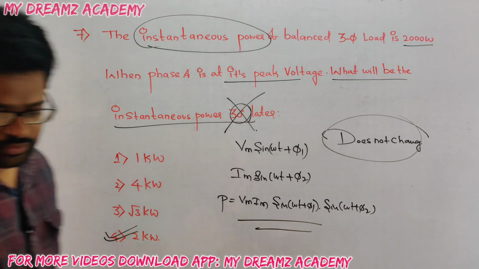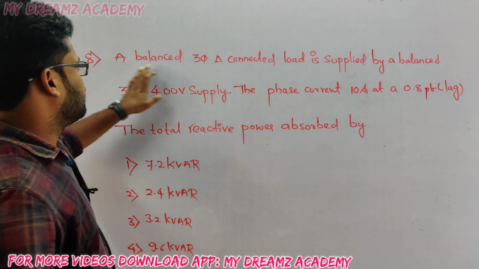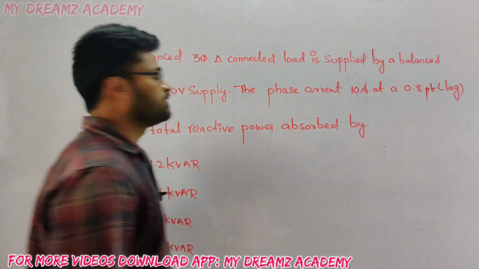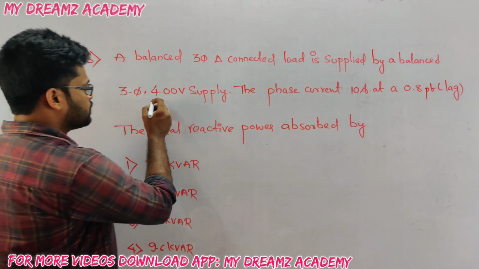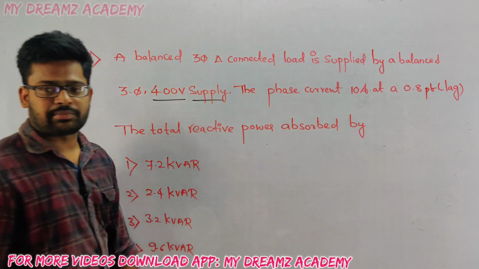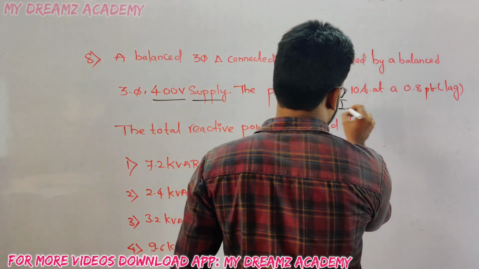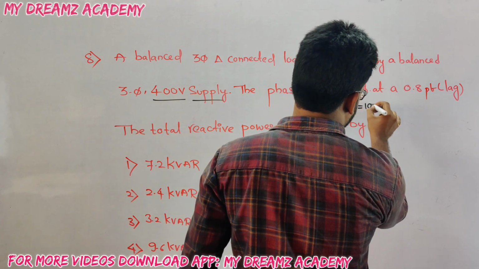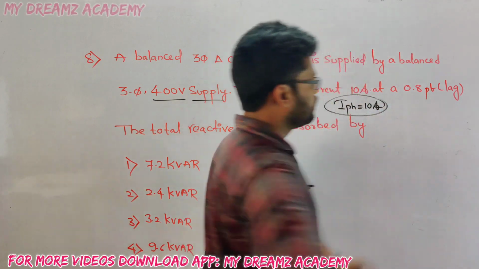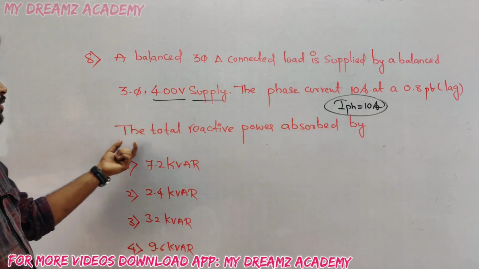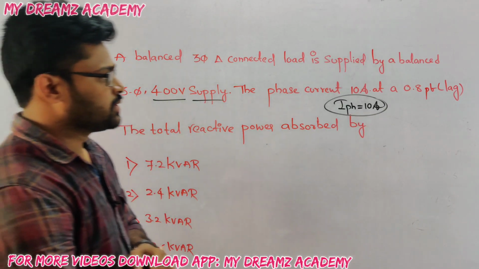Eighth question. A balanced 3-phase delta connected load is supplied by a balanced 3-phase 400 volts supply. So the supply voltage is 400 volts. The phase current I phase is equal to 10 ampere and 0.8 power factor. The question asks for the total reactive power absorbed.